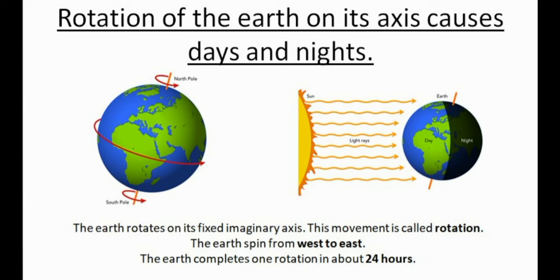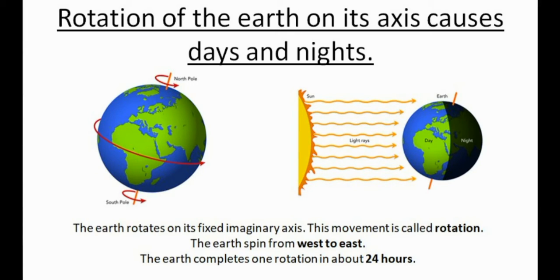So let's learn the movements of the earth. Let's take an example of a bangle. When the bangle spins, it spins around an axis. The axis is an imaginary line on which the bangle was spinning. Similarly, the earth moves around on its axis. This movement is called rotation.